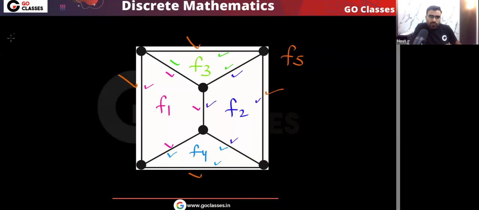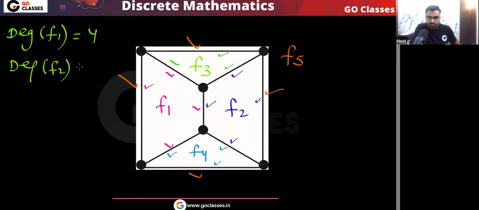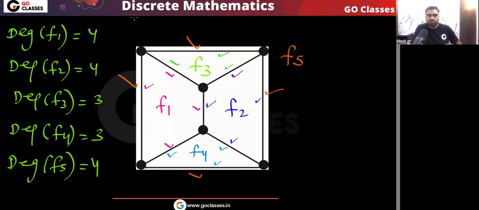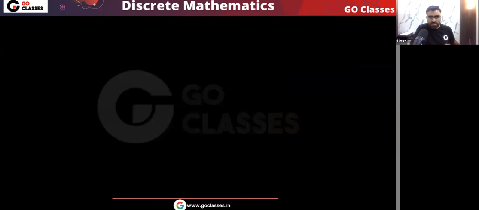So you can easily see the degrees. For example, the degree of F1 will be 4. The degree of F2 will be 4. The degree of F3 will be 3. The degree of F4 also will be 3. And what is the degree of F5? That will be 4. Okay, understood? Please tell me. So like this you can find the degree of any face. I hope you understood. Consider this another diagram I'm giving you. Consider this tree.